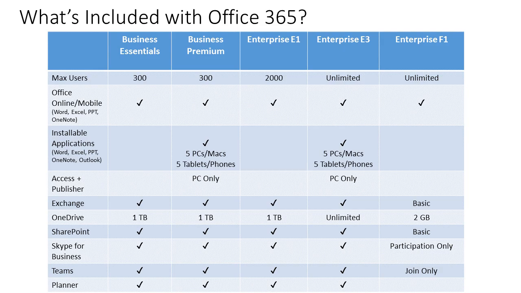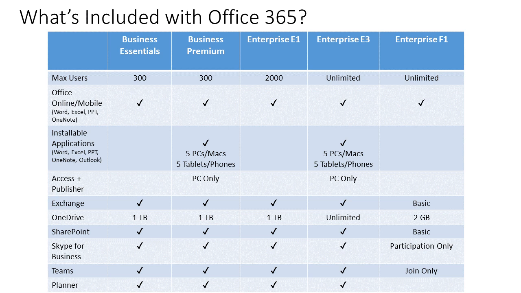Here you can see what is included with Office 365. In this grid, the very top row shows all our Office 365 plans, which is the Essentials, Premium, E1, E3, and the F1 plan. Let's go over it by row.